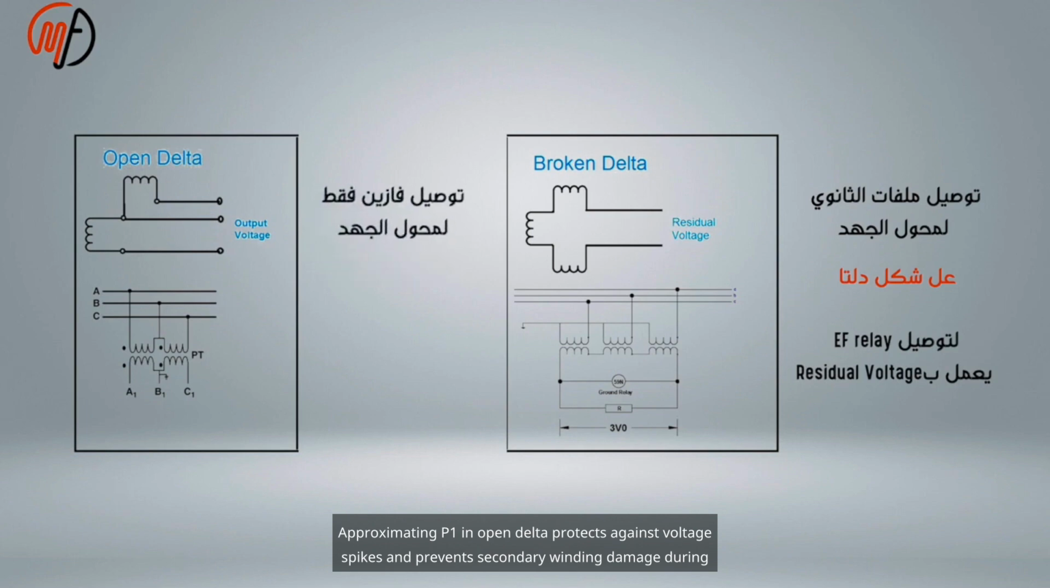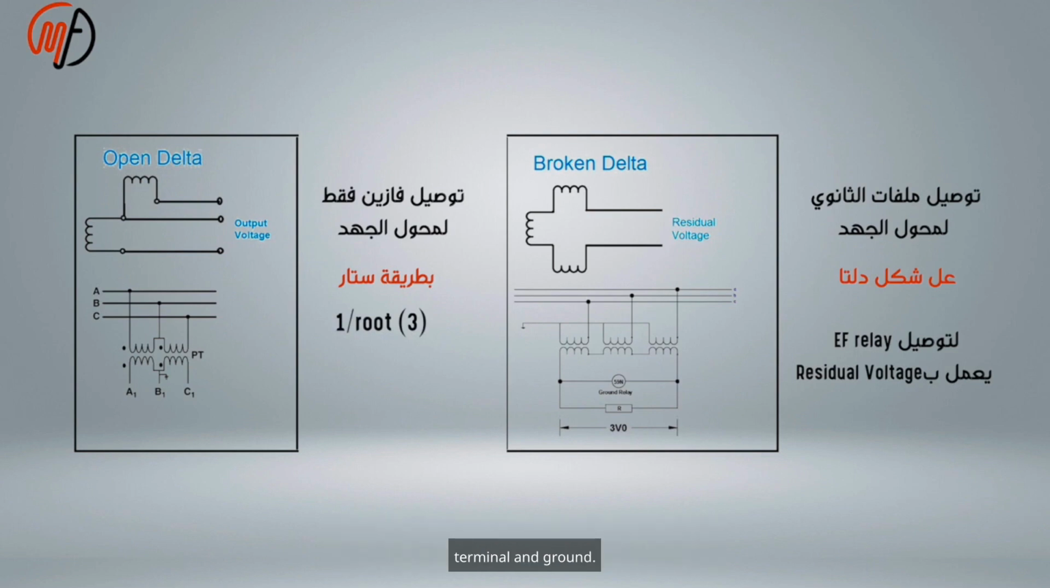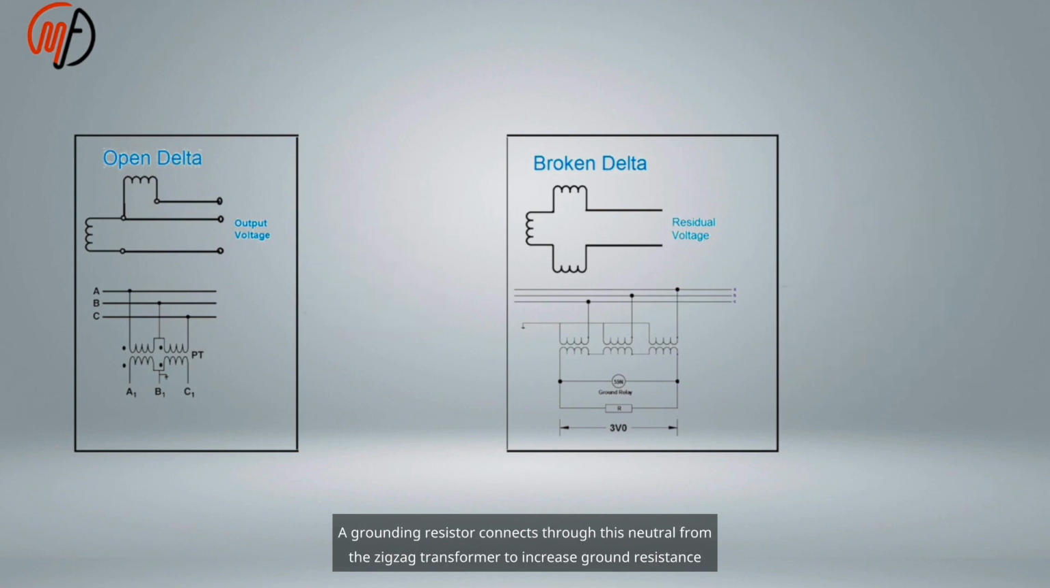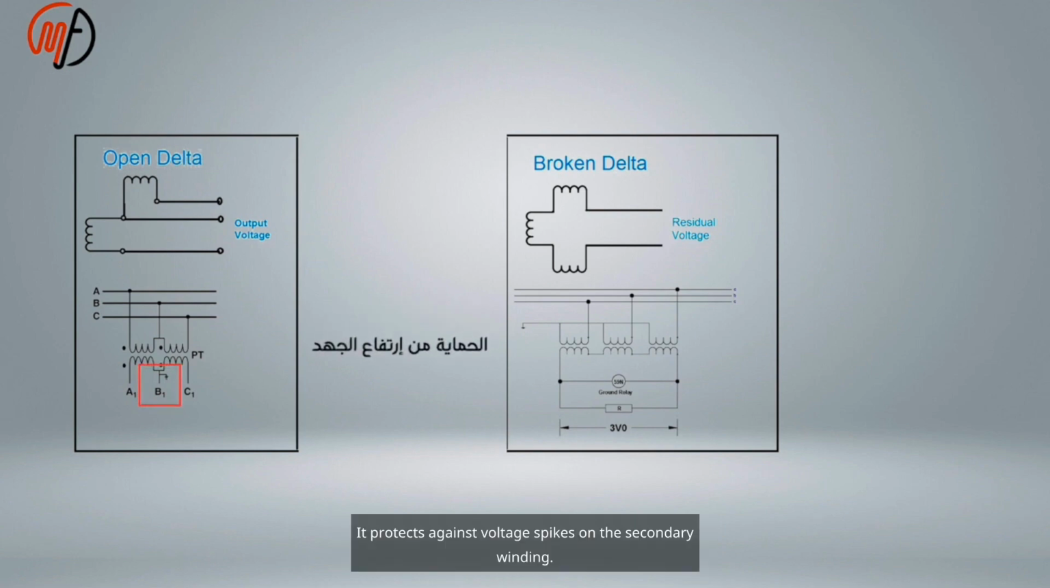The open delta protects against voltage spikes and prevents secondary winding damage during faults or load changes, due to capacitive and inductive effects. Another goal is to create a fault current path and activate protection for faults between the secondary winding terminal and ground. Some stations use a zigzag transformer or parallel delta to create a true neutral. A grounding resistor connects through this neutral from the zigzag transformer to increase ground resistance. It protects against voltage spikes on the secondary winding, and provides a path for fault currents and activates protection if a fault occurs between the secondary winding and ground.